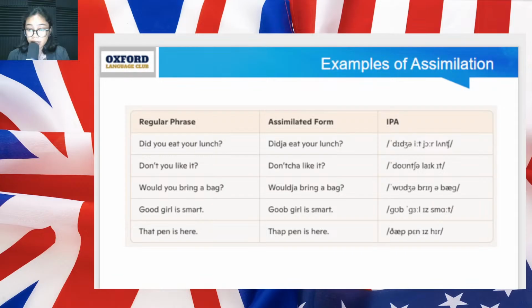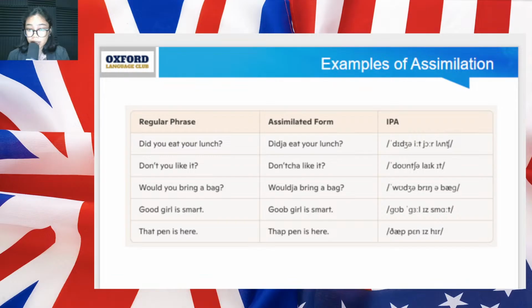But when people speak this phrase naturally in real conversation, it changes its sound very often, and it sounds like "thep pen is here." In this specific situation, the T sound at the end of "that" changes its shape and actually becomes a P sound. This particular change happens because the very next sound, the first sound of "pen," is a P sound.